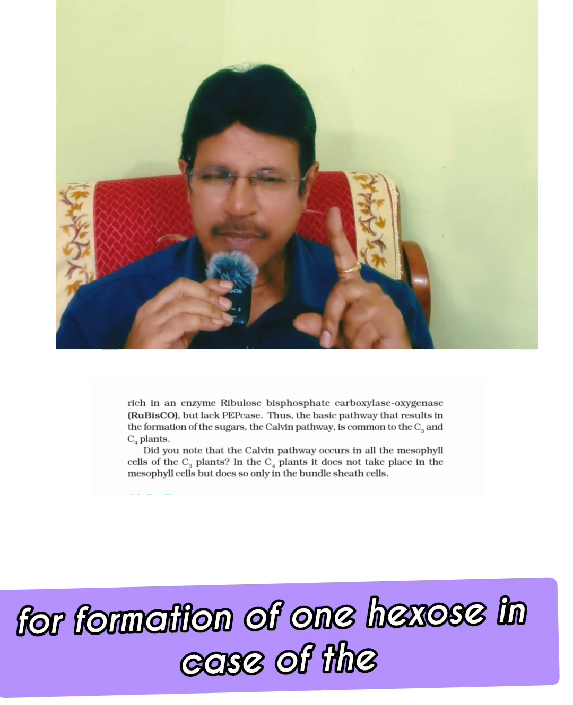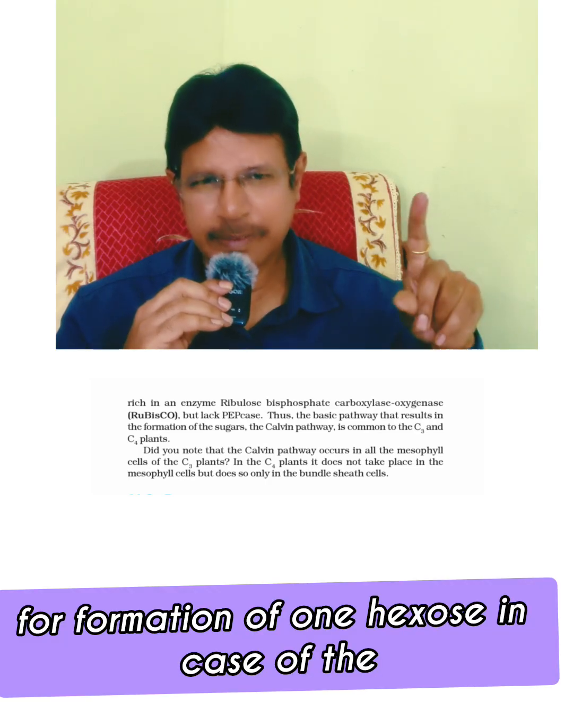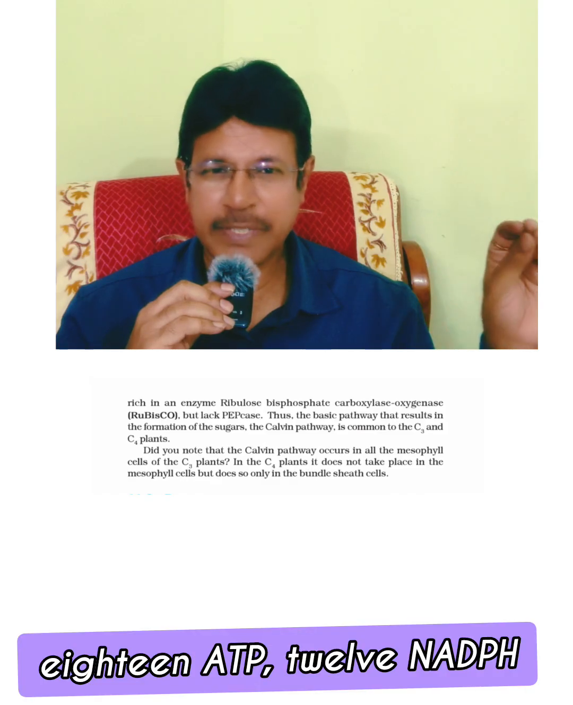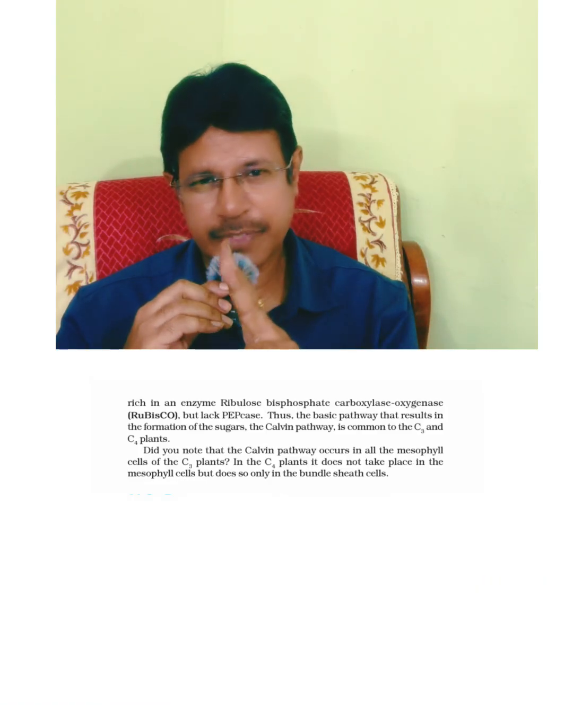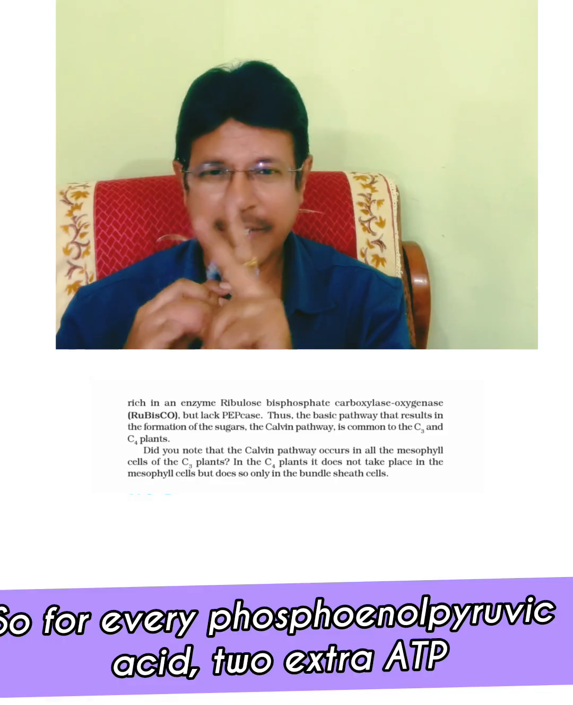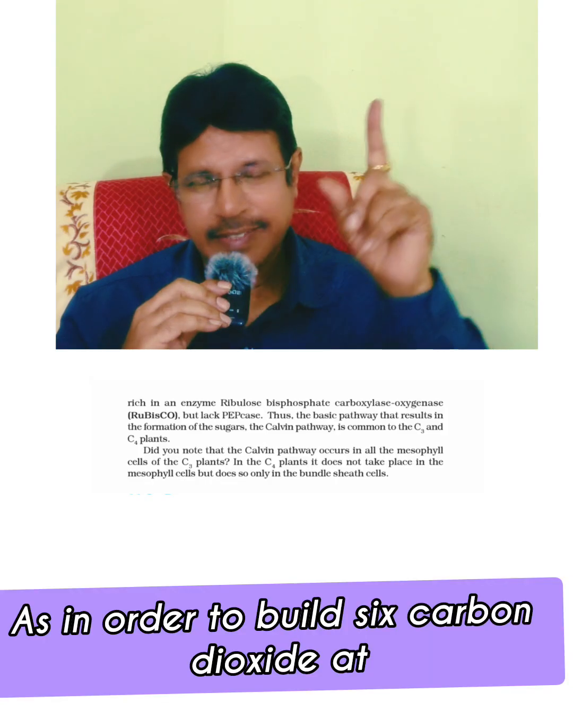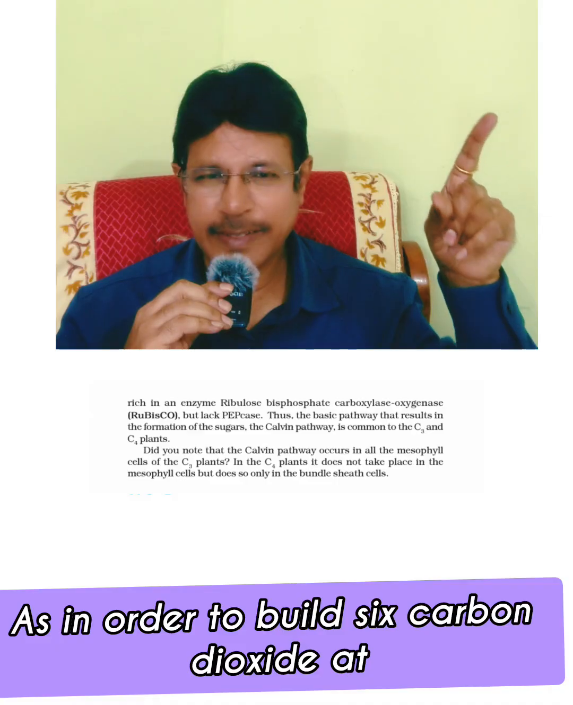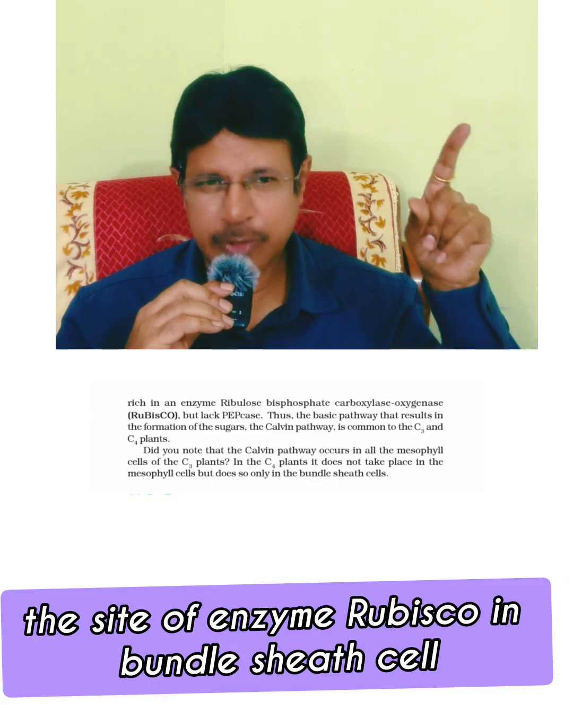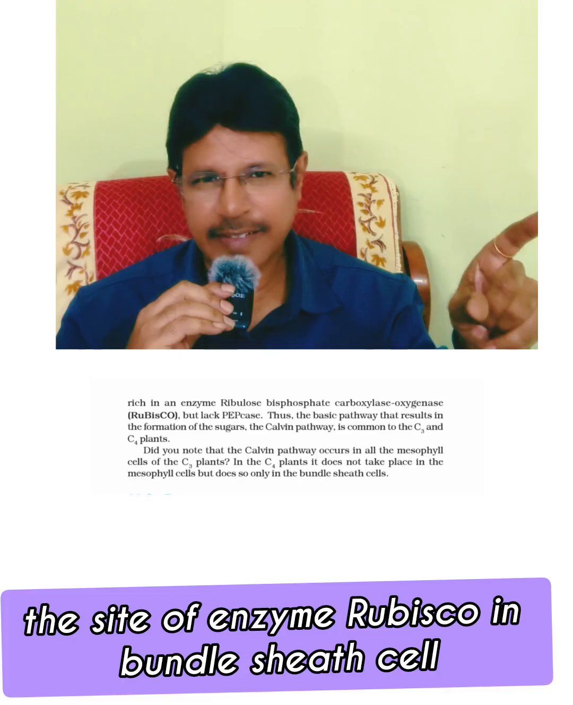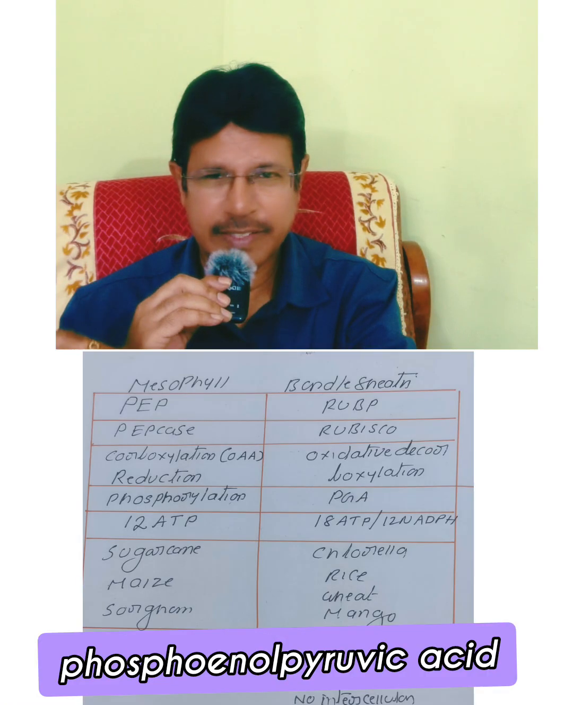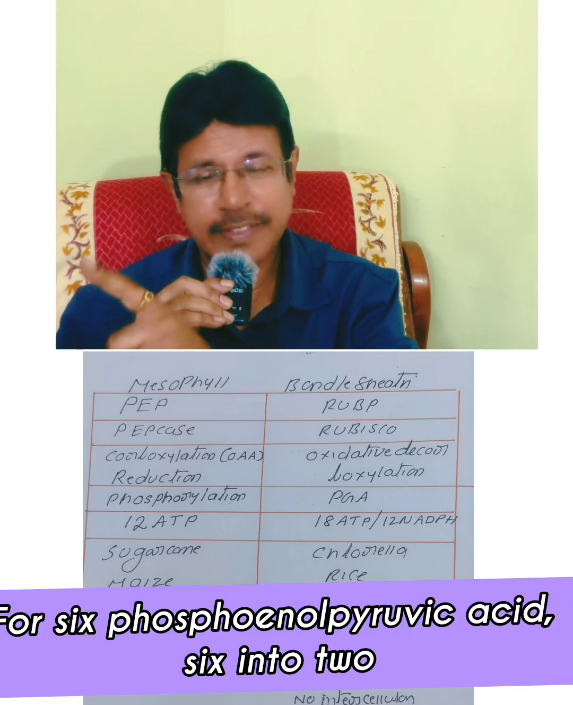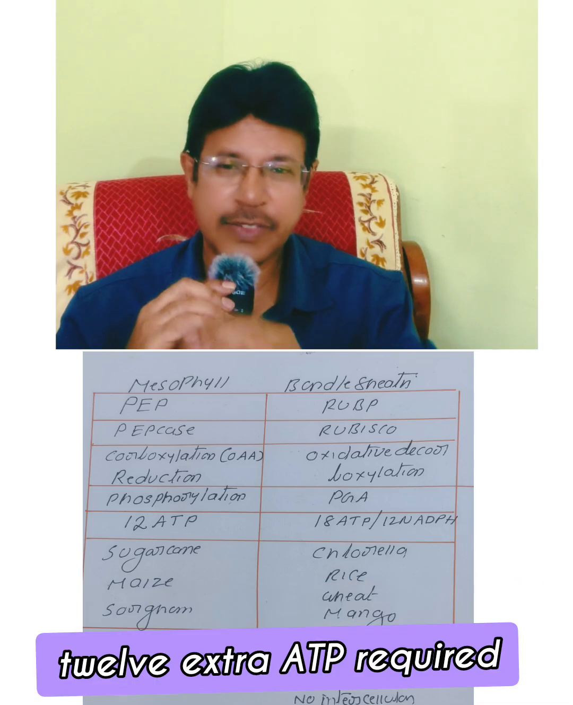Next, for formation of 1 hexose in the bundle sheath cell, 18 ATP and 12 NADPH2 are needed. For regeneration of PEP from pyruvic acid, 2 ATP are utilized. So for every phosphoenol pyruvic acid, 2 extra ATP. In order to build 6 carbon dioxide at the site of the enzyme Rubisco in the bundle sheath cell, there must be 6 phosphoenol pyruvic acid. For 6 phosphoenol pyruvic acid, 6 into 2, 12 extra ATP are required.